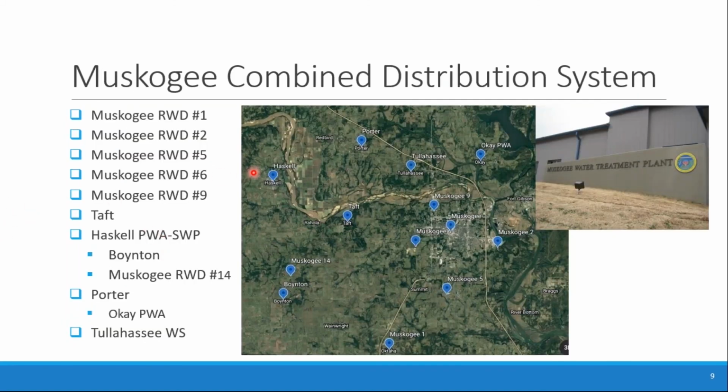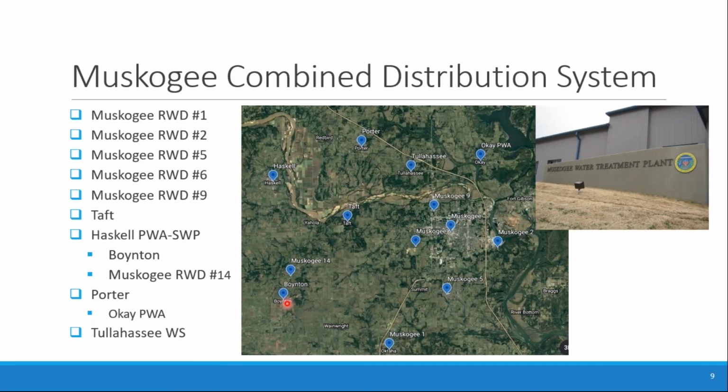So I'll just show one of the combined distribution systems for Muskogee. Muskogee sells water to nine water systems, and in turn the city of Haskell and the city of Porter sell to additional water systems. And the city of Muskogee is right in this area, so the consecutive systems are about anywhere between a mile, 2 miles here in Muskogee 9 and Muskogee 6, all the way up to Haskell, which is 18 miles. And if you look at the additional distribution line from Haskell to Boynton, that's another 12 miles.